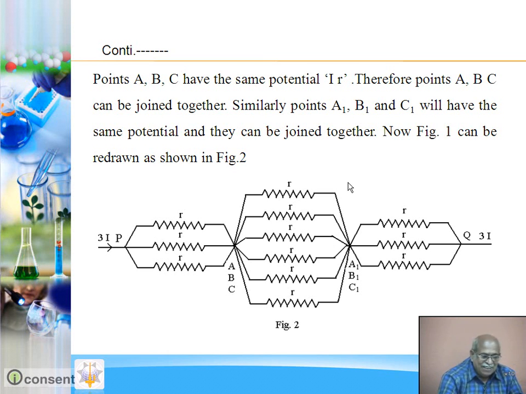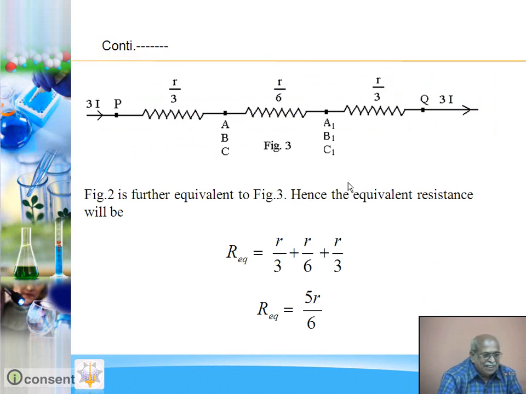So what is the net situation? That is shown in figure 3. Resistance from P to ABC is R, parallel, so R upon 3. Resistance from ABC to A1, B1, C1, R 6 times in parallel, so equivalent R upon 6. Finally, from A1, B1, C1 to Q, again 3 resistances in parallel, so equivalent R upon 3. So total situation is here.